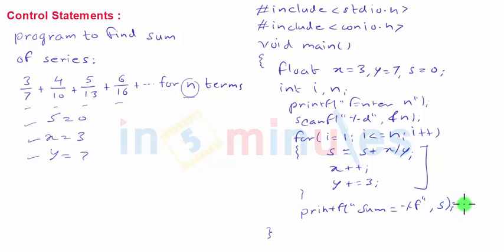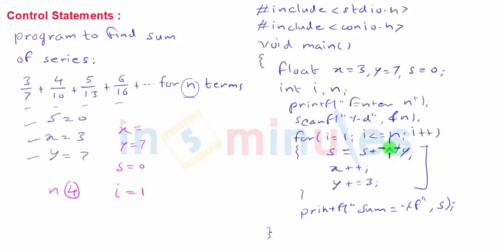Let's see how the program works with example values. Initially x is set to 3, y set to 7, sum is set to 0. Then we have the n variable and one i variable. Let's say the program starts, and the n input is 4. Then the loop will start with i initialized to 1 and it works for the first iteration.